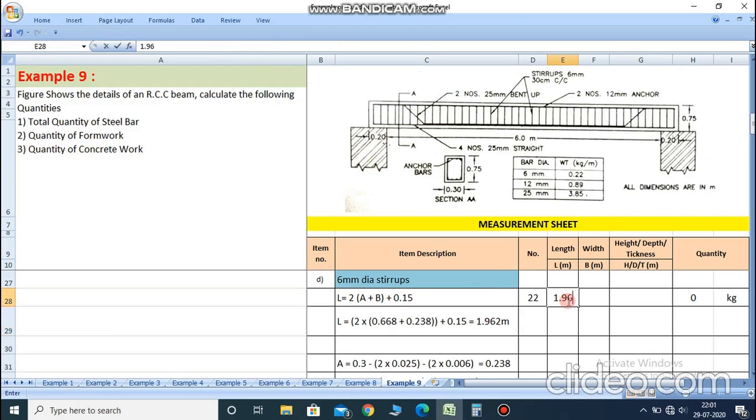So 1.962 right here. The diameter of the stirrup is 6 mm and the weight per meter length is given as 0.22, so right here 0.22. So your total quantity is 9.49 kg for the 6 mm diameter stirrups. Here we calculated 22 stirrups are required. Now next we calculate the quantity of formwork.